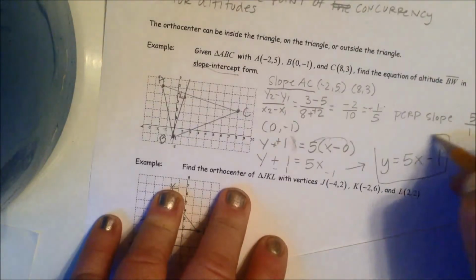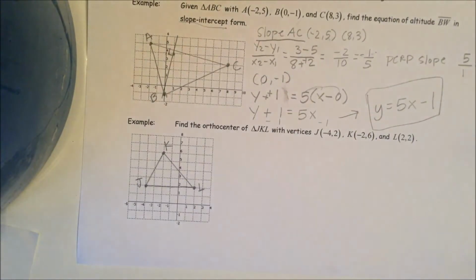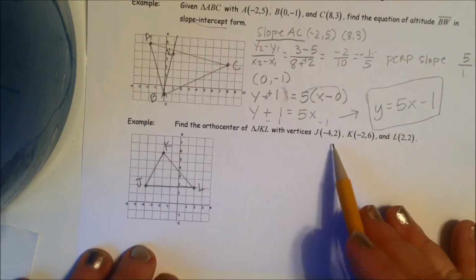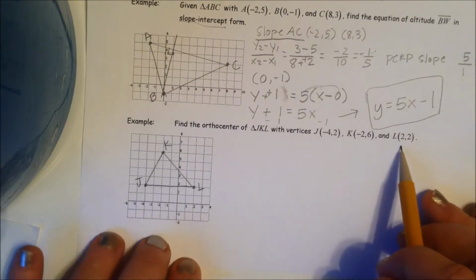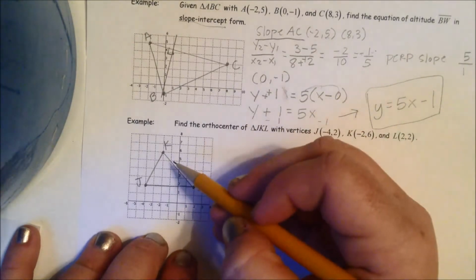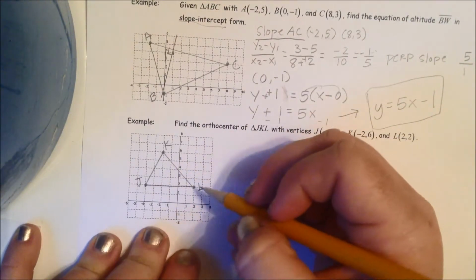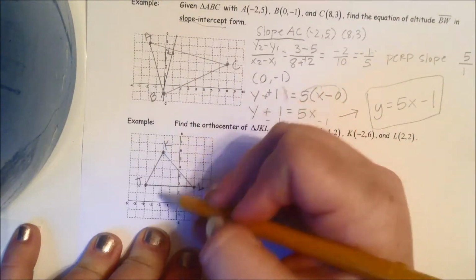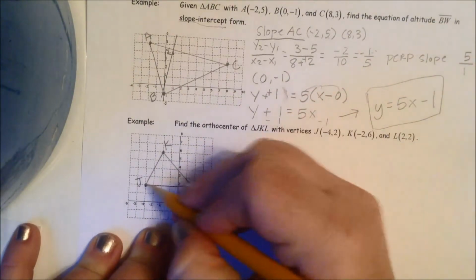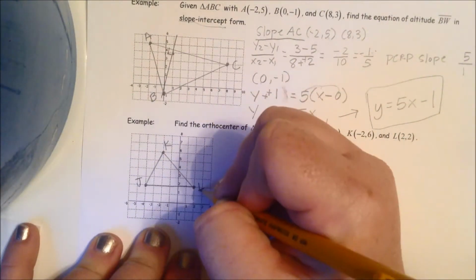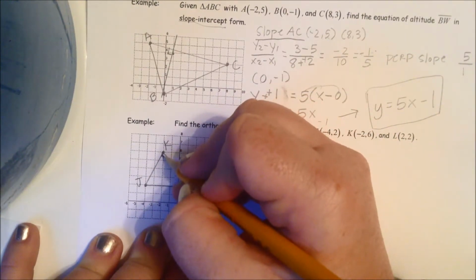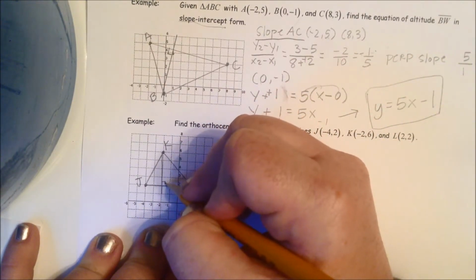Alright, so let's look at the next problem. It says, find the orthocenter of triangle JKL with J at -4, 2, K at -2, 6, and L at 2, 2. So I'm going to start out by finding the altitude from K to JL, just because it's the easiest one, because it can go straight up and down, and I can already see where the altitude is, because this is a horizontal line. So a vertical line would be perpendicular to it. So this is one of my altitudes.